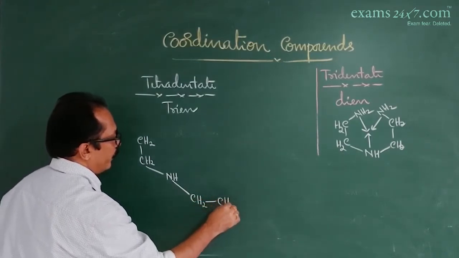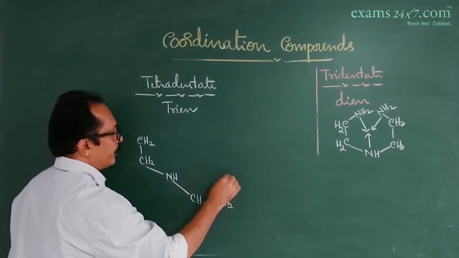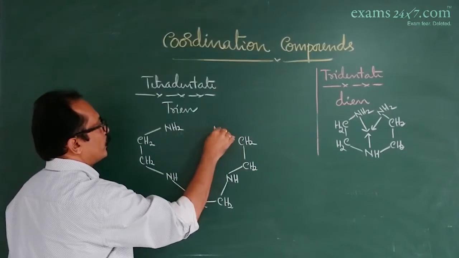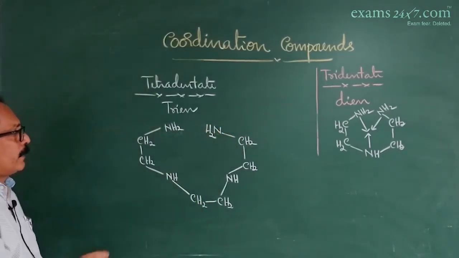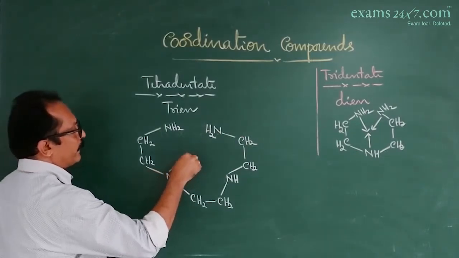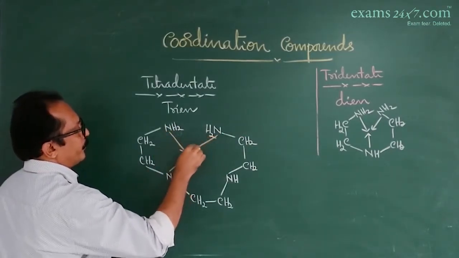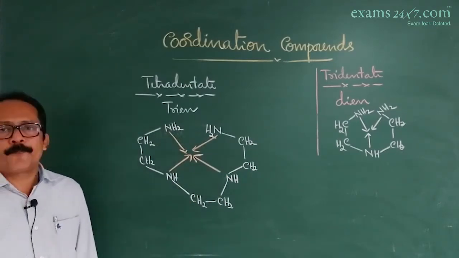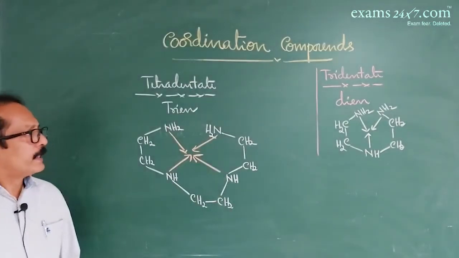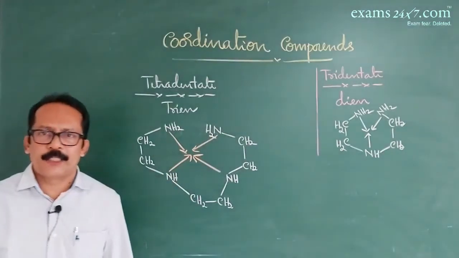CH2, CH2, amino group. Now, there are 4 donor atoms. Nitrogen acts as a donor atom. Triethylene tetramine is an example for tetradentate.